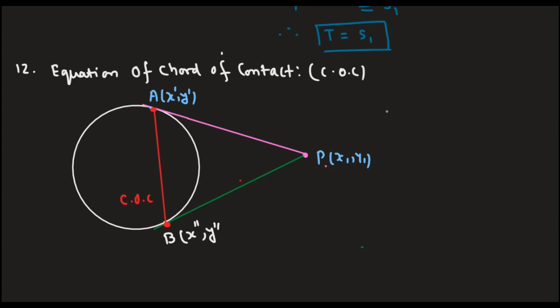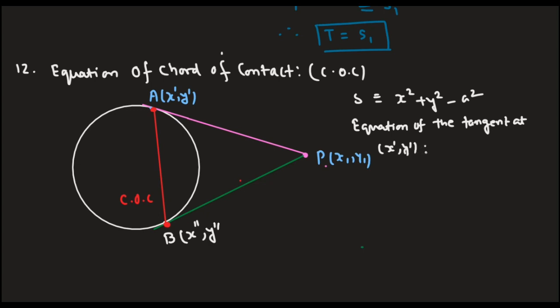So first of all, I consider our circle S, which is x square plus y square equal to a square, where a is the radius. So can we find the equation of the tangent at the point x dash y dash? It will be what? x x dash plus y y dash minus a square, which is equal to 0. This equation I call 1. So this is the equation of the tangent at the point x dash y dash.